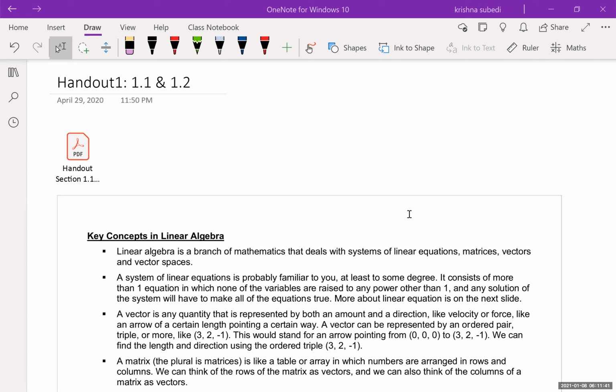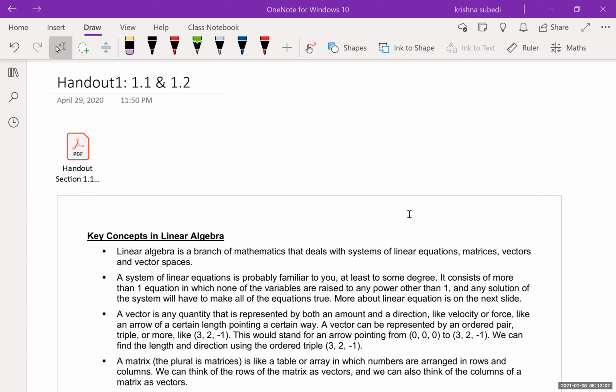Okay, all right. So handout one. The section that the first lesson we'll be working on today is about linear equations: solving linear equations and converting linear equations into echelon form. So these are the two main concepts that we'll be talking about.